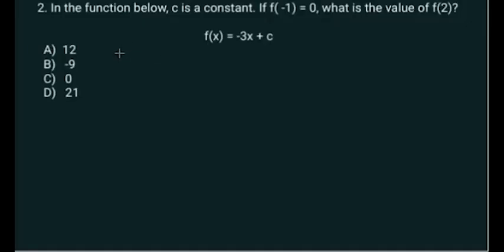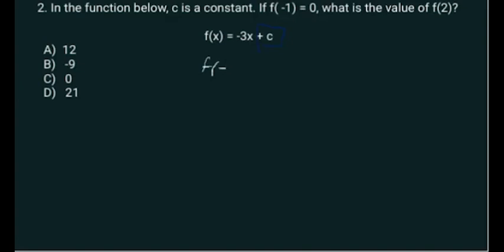Question 2. In the function below, c is a constant. If f of negative 1 is equal to 0, what is the value of f of 2? So let's look at the function. We first of all need to solve for c. So let's substitute negative 1 in instead of x.